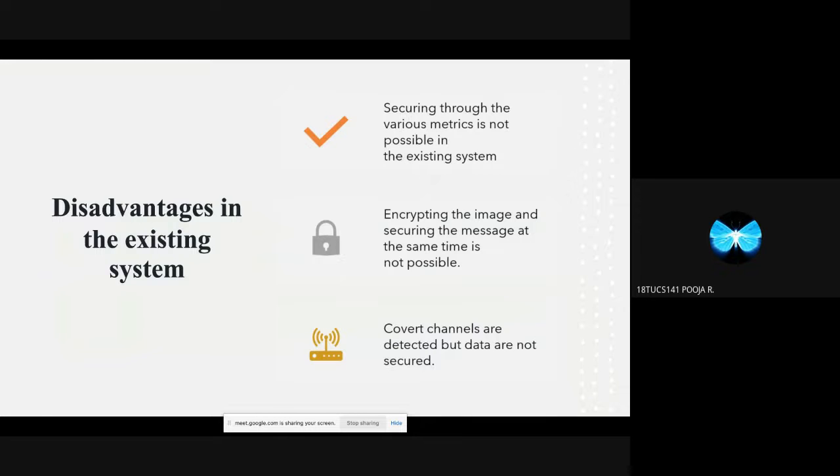Disadvantages in the existing system. In the existing system, only the attack is detected, but the message is not protected. Covert channels where the attack will happen will be detected, but they need to secure the data. But in our system, we are going to secure the data and also find where the theft is going to happen.